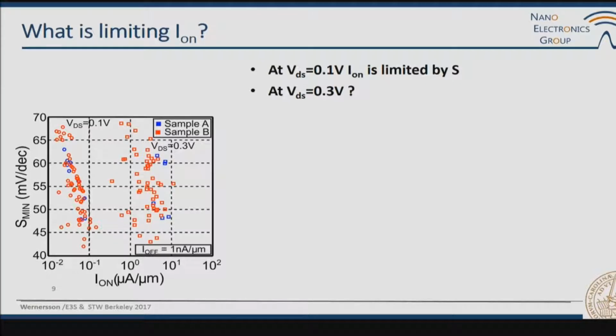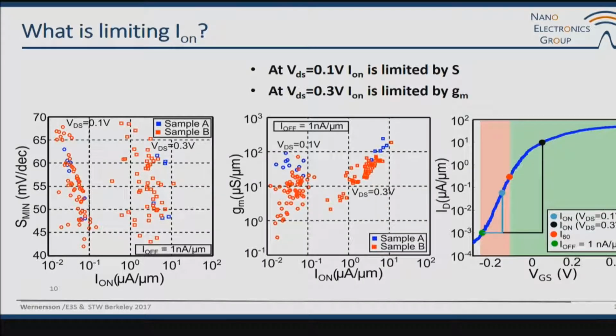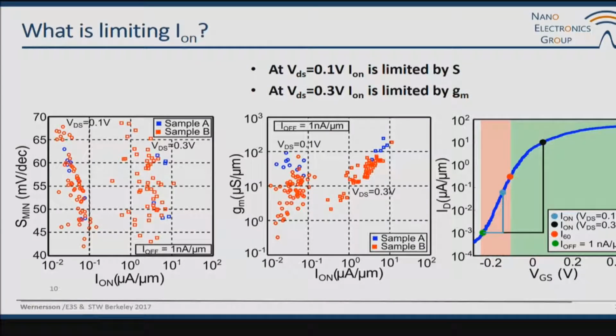So we were first a bit worried about what's happening here at the higher drive voltage. Then you take the next correlation. Instead you take the correlation between the transconductance of these devices with on current again. We see at 0.1 volt, not really correlated. At 0.3, very strong correlation of all the data.